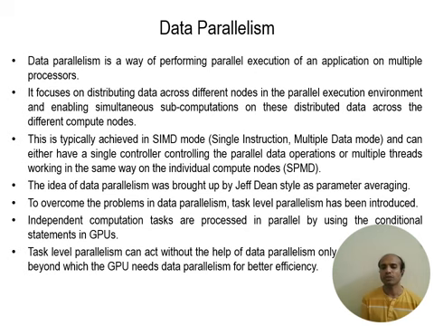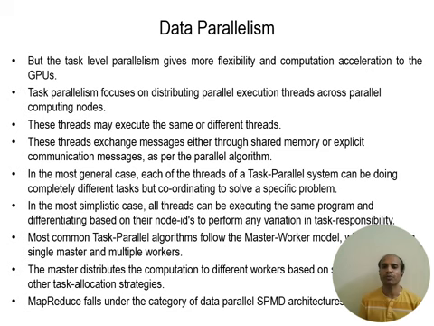The idea of data parallelism was brought up by Jeff Dean, styled as parameter averaging. To overcome the problems in data parallelism, task level parallelism was introduced. Independent computation tasks are processed in parallel by using the conditional statements in GPUs. Task level parallelism can act without the help of data parallelism beyond the GPU needs, and data parallelism for better efficiency. So, on the whole, this is a way of performing parallel execution of an application on multiple processes.